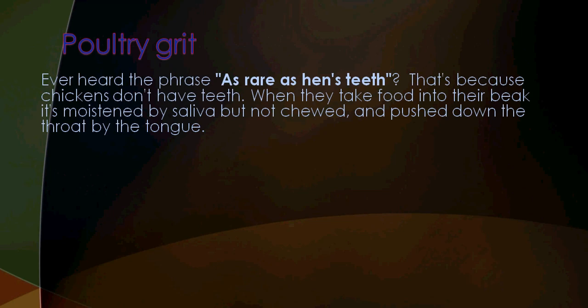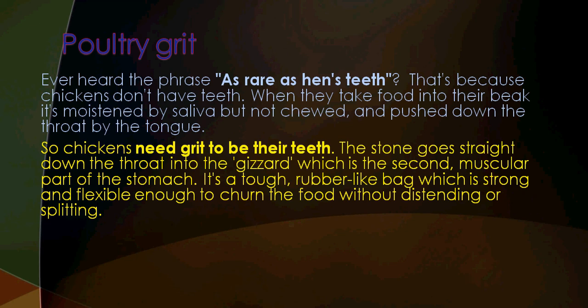Another application of silica is coarse grained silica, which we can separate from our silica sand by screening. Ever heard the phrase as rare as hen's teeth? That's because chickens don't have teeth. When they take food into their beak, it's moistened by saliva but not chewed, and pushed down the throat by the tongue. So chickens need grit with their teeth. So they ingest sand, coarse, gritty sand, which goes inside the gizzard and grinds the food taken into the gizzard.